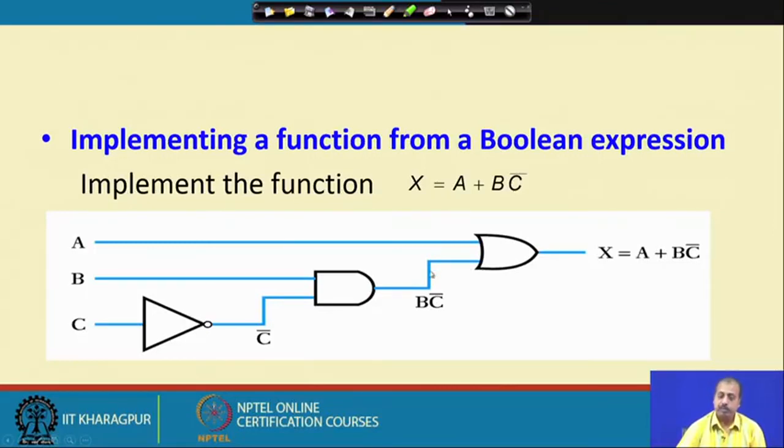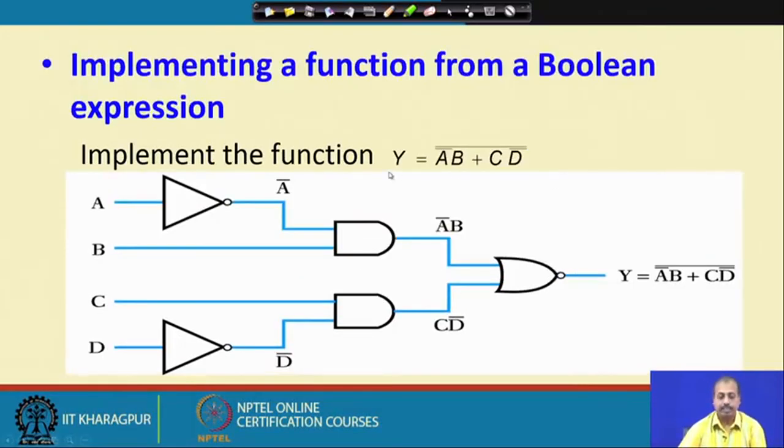Now, how do you get BC bar? For getting BC bar, you have to do B and C bar, so you need an AND gate where one input is B and the other input is C bar. Here you get BC bar. B we have already got because B is a primary input to the circuit, and to get C bar, we start with C, put an inverter on it, and from this C we get C bar. That way this circuit can implement the Boolean expression A plus B C bar. This is how Boolean expressions are implemented.